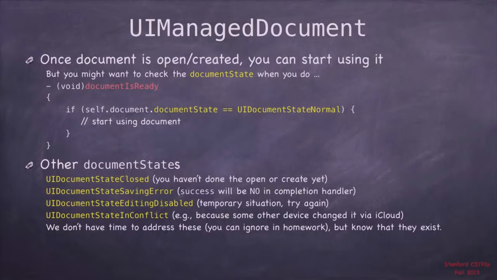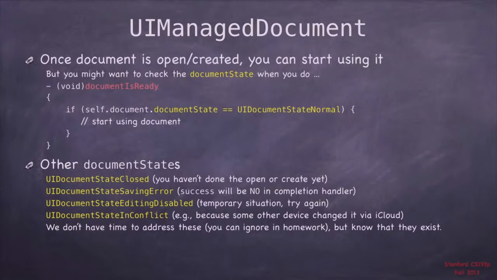It looks something like this. One thing I might do at the beginning of my documentIsReady is check the state of the document to see if it's in the normal state. Normal state means this guy's ready to go. What other states could it be in? Well, it could be in the state closed. Closed means you haven't opened it yet or you haven't created it yet. In either case, it's going to be closed. You cannot use a document when it's in the closed state.